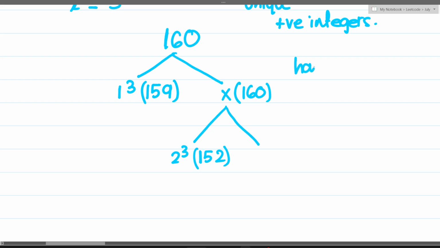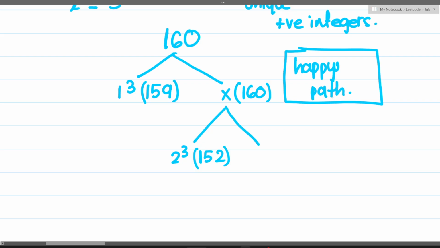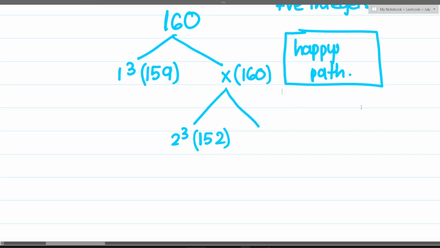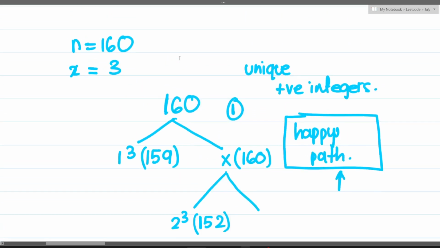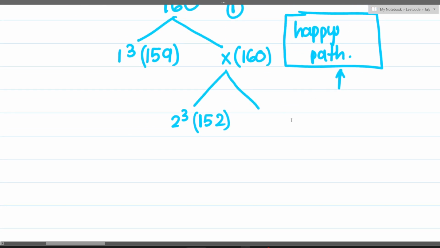So what I'm drawing in front of you is the happy path. The happy path is basically the path which gives us one of the answers in this case, because there can be multiple happy paths, right? I'm not going to draw the entire tree structure because it's going to consume a lot of space. I'm just going to draw the happy path for you. And in this scenario, the answer is 1. So if you have 160 as your n and x as 3, there's just this one possibility that you can make 160. You don't have multiple possibilities, right? Over here, you can also not take 2 to the power 3.